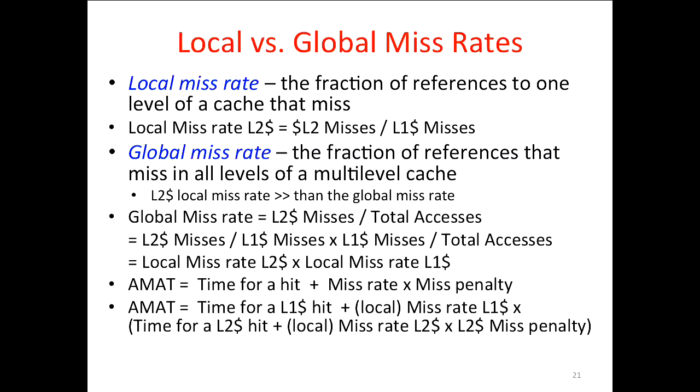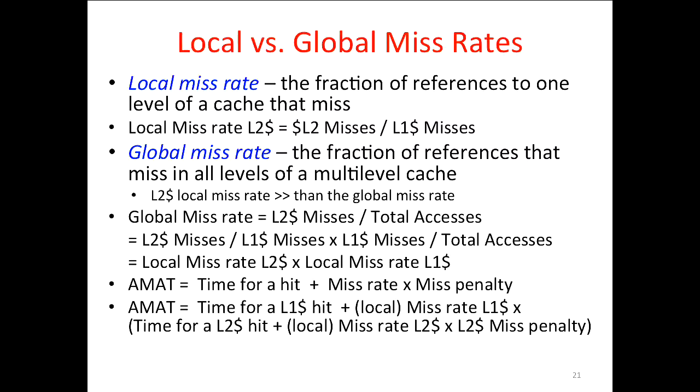You still always initially think about it as time for a hit plus miss rate times miss penalty. So for level 1, you still have to always pay the time for a level 1 hit. Then think about the level 1 miss rate and the level 1 miss penalty. Well, the level 1 miss rate is the local miss rate. The miss penalty, though, is now this expression, right? So the miss penalty for level 1 depends on level 2, and the average memory access time for level 2 will give you the miss penalty for level 1, right?